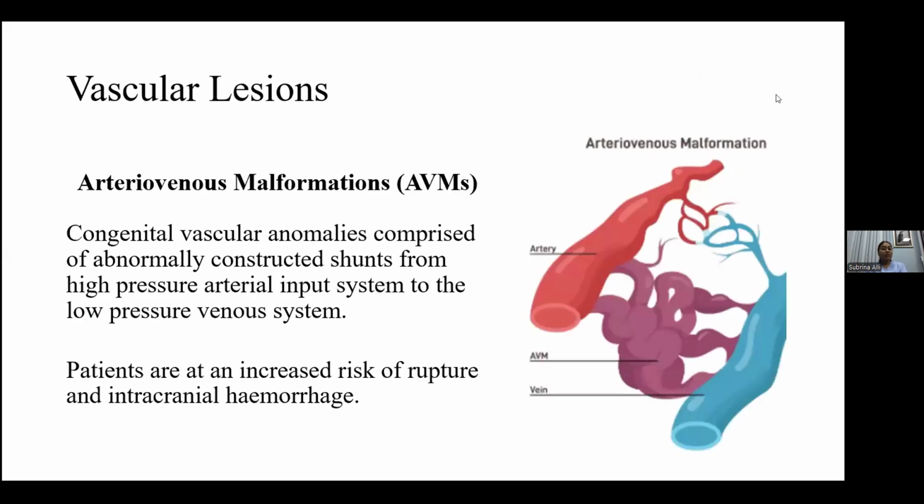With respect to our vascular lesions, arteriovenous malformations, as we all know, are congenital vascular anomalies, and they comprise abnormally constructed shunts from high pressure arterial input to the low pressure venous system. All of our patients with AVMs are at an increased risk of rupture and subsequent intracranial hemorrhage.